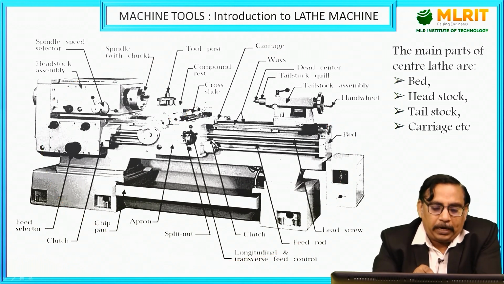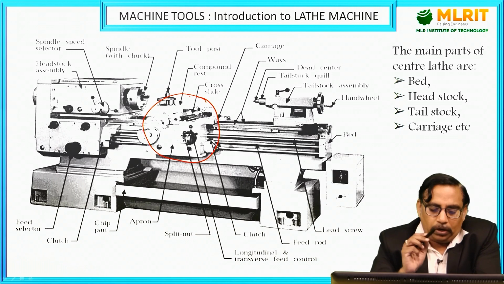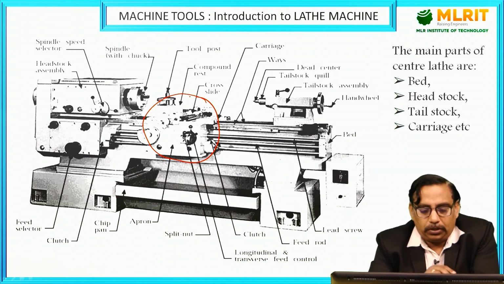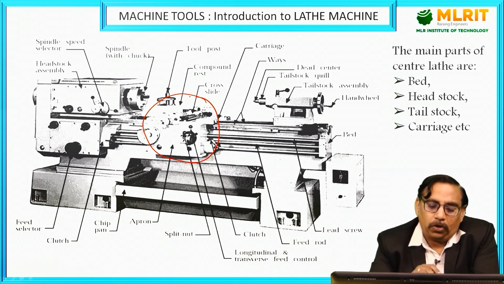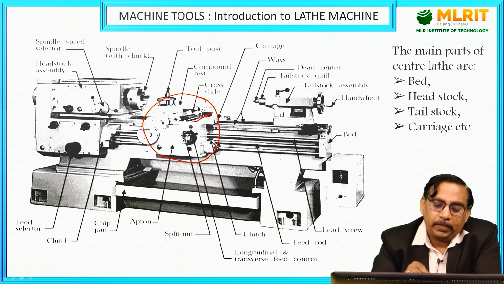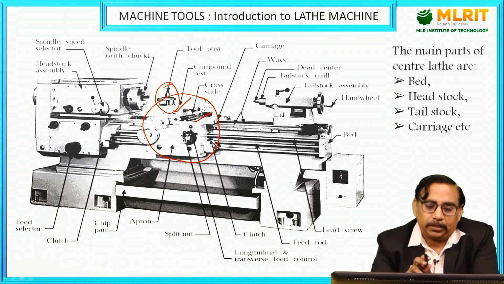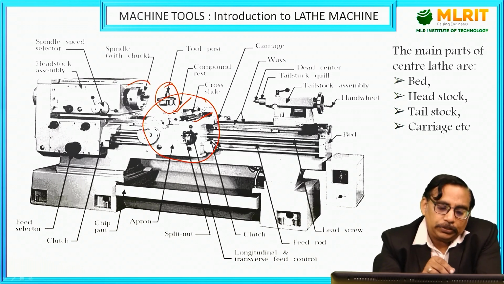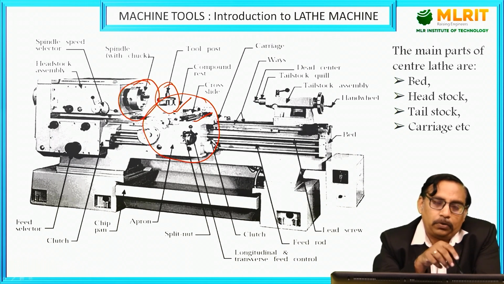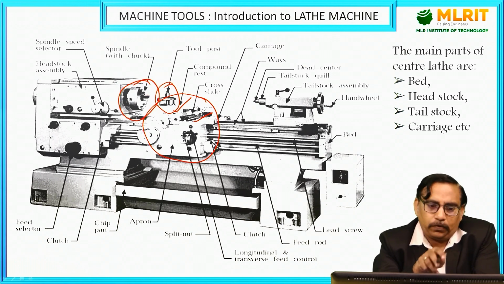This part is called the apron, also called the carriage, on which we have the cross slide, then the compound rest. Above the compound rest there is a tool post. The tool post is used to mount the tool, and the tool is held in a fixed position in the lathe. Then this is the chuck, where our work holding device is placed. There are different types of work holding devices; in later slides we will discuss that also.